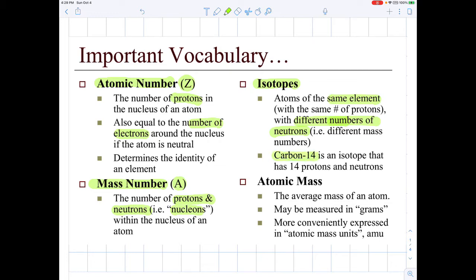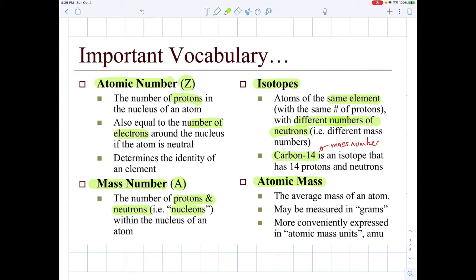A simple example of that, carbon-14. When you see something written like that, carbon-14, that number 14 is the mass number. Okay, the mass number for this isotope. So you're saying, I'm talking about a carbon atom that has a mass number of 14. So 14 protons and neutrons.